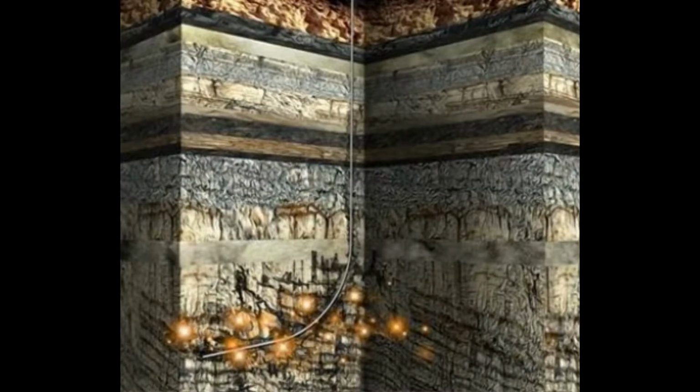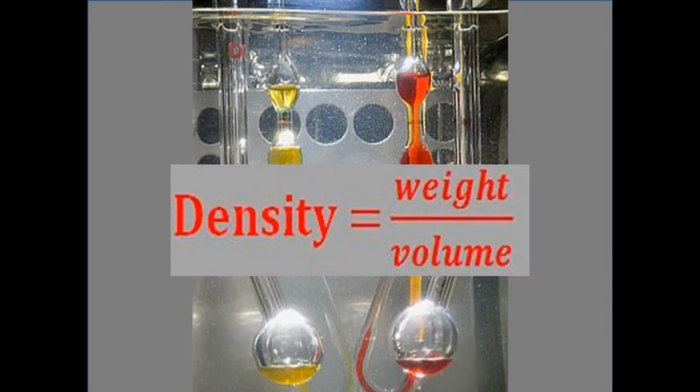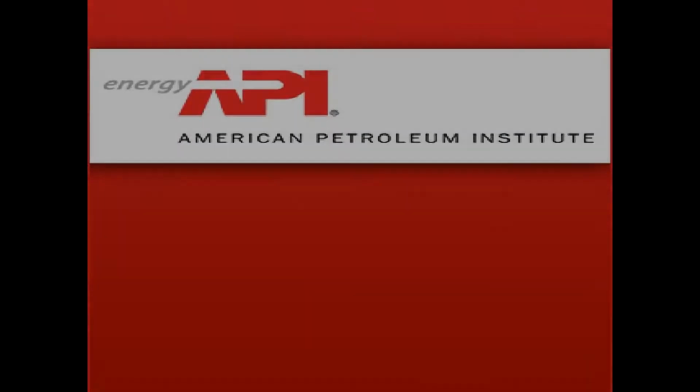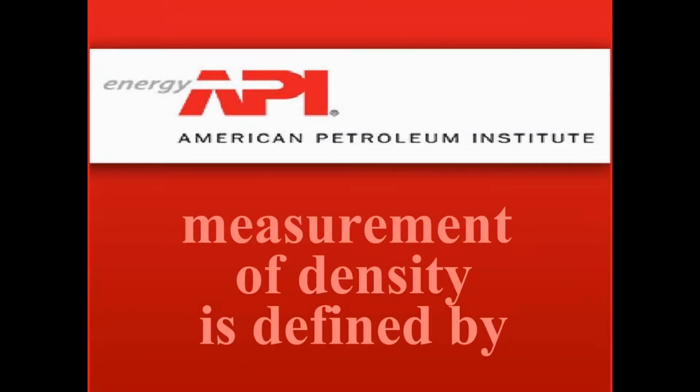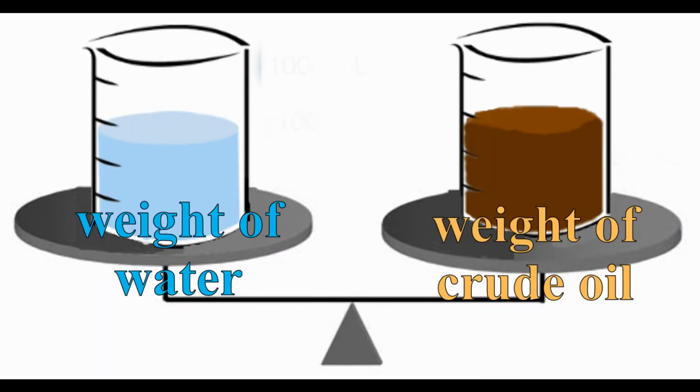Now, we need to know how to measure the density of hydrocarbon fluids and understand the significance of these measurements. Remember, density is measured by dividing the weight by its volume. To begin, the measurement of density is defined by the American Petroleum Institute, API, and fixes the specific gravity for water at 1 gram per centimeter cubed. This standard allows us to compare the relative weight of crude oil to the weight of an equal volume of water.